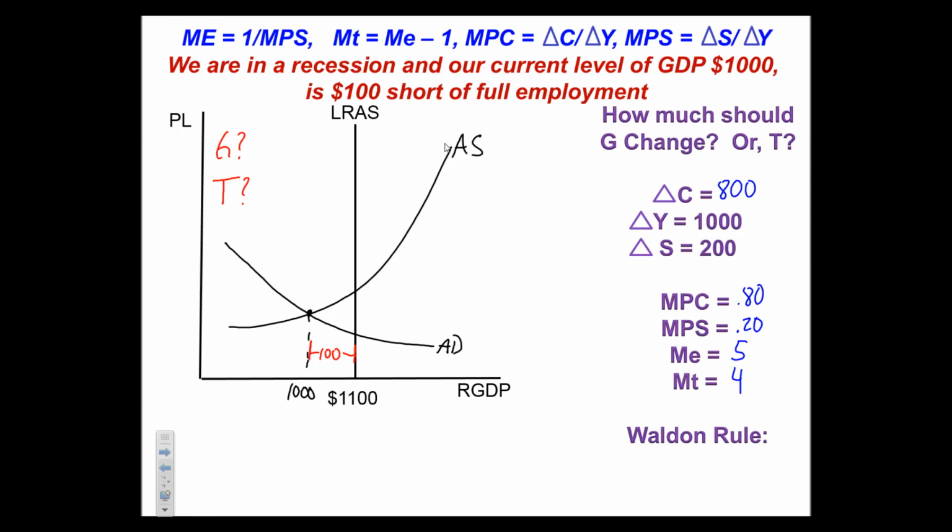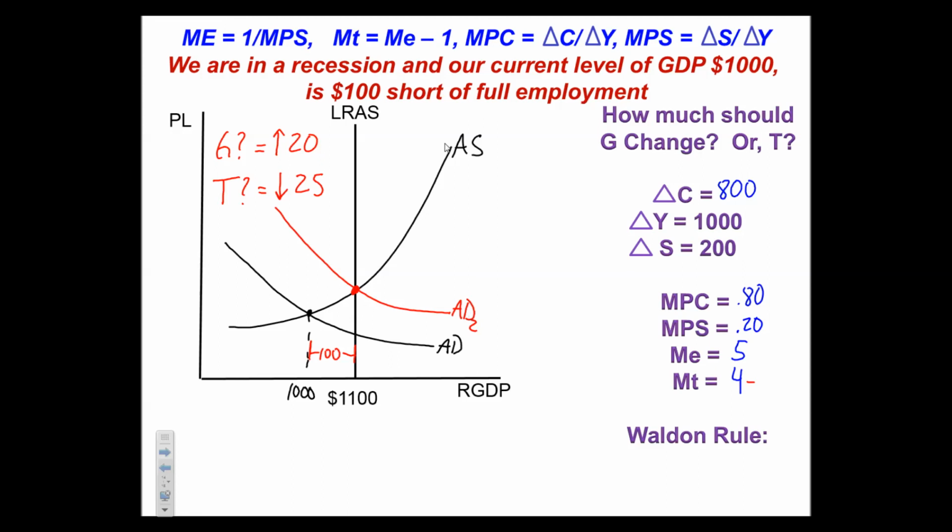So here's what we should do. Let's see. Our expenditure multiplier is 5. So 5 times what will close a $100 gap? You should increase government spending by 20, because 20 times 5 is 100. Or taxes. We should decrease taxes by 25, because 25 times 4 will give us 100. So if either of those two things are done, boom, we solved the recession problem.